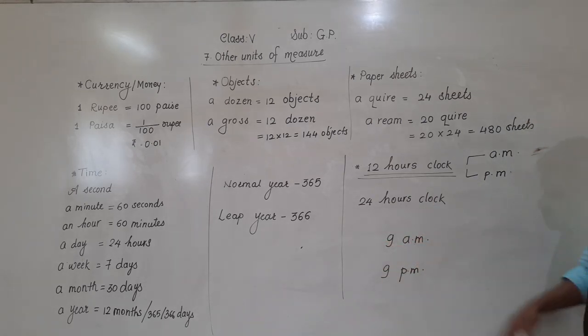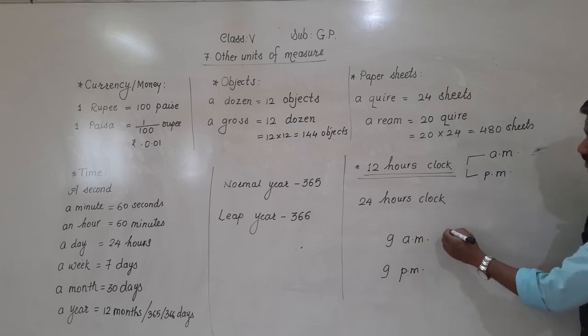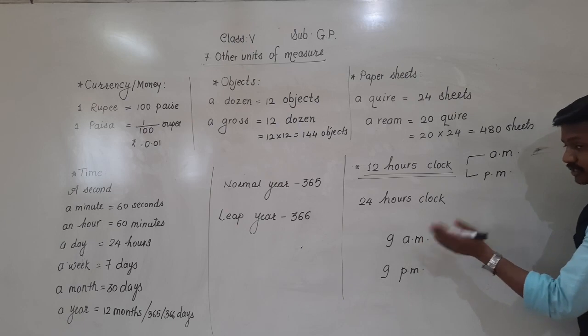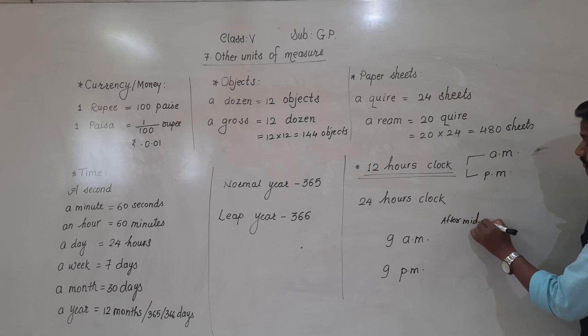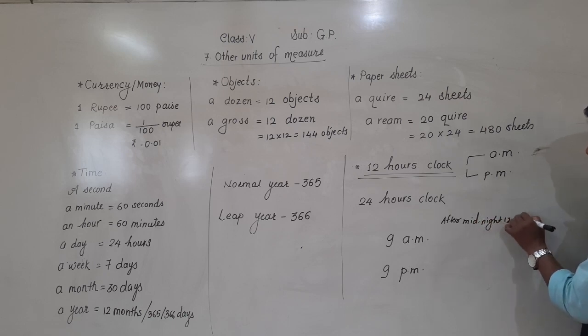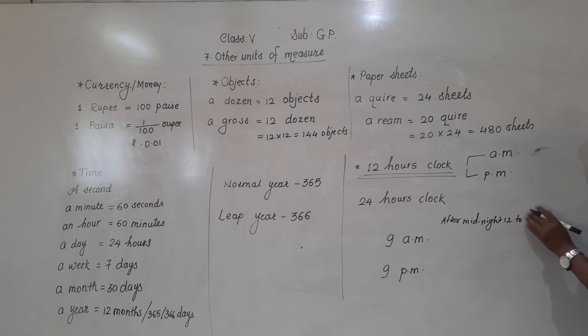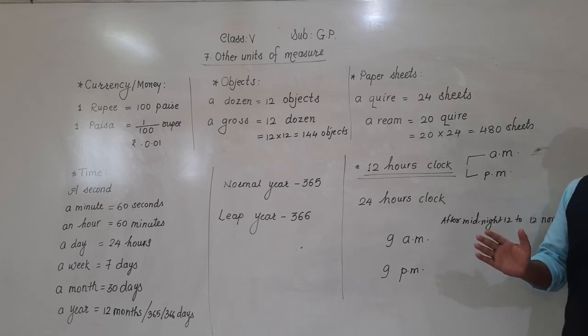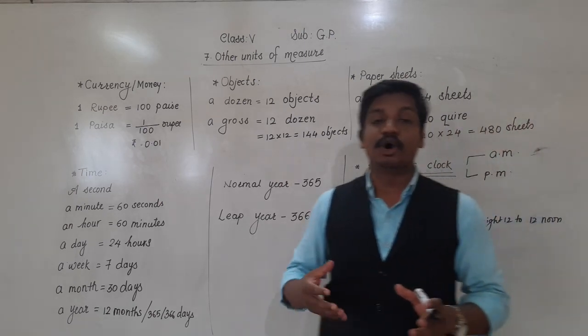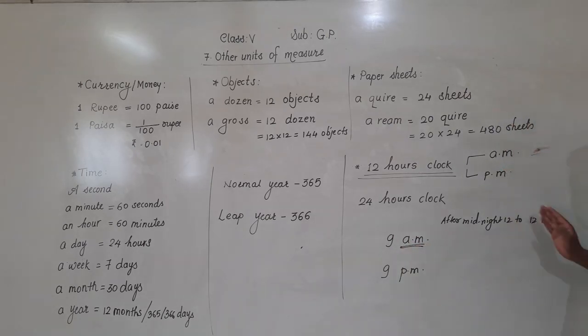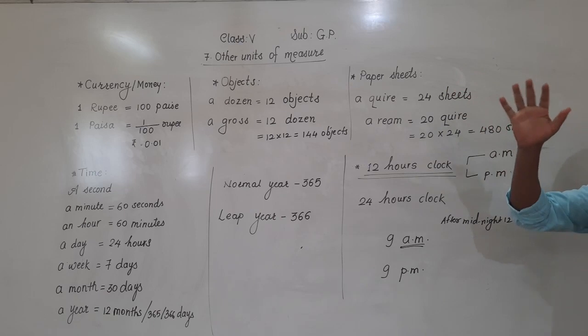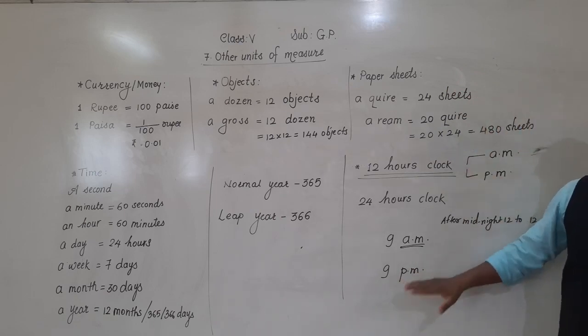So generally from where to where do we consider AM? From midnight 12 to 12 noon. Between this time, after midnight 12 to 12 noon, that is generally the time in the morning. We consider it AM, or we write AM. And afternoon 12 to again midnight 12, between this time we use PM, post meridiem.